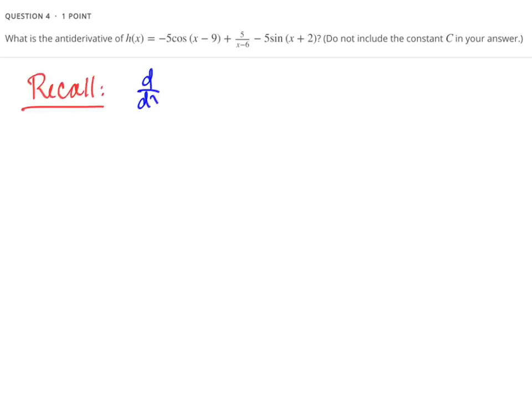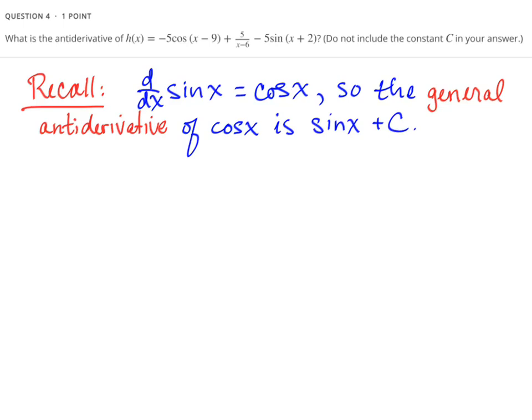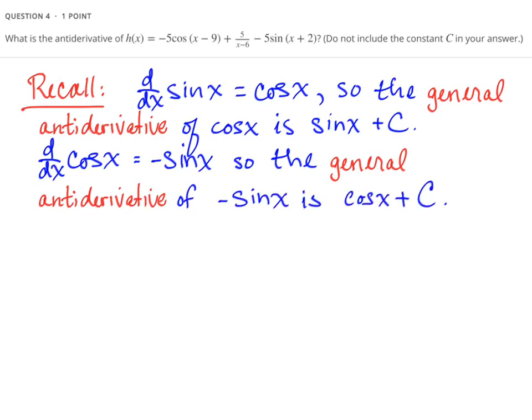So the derivative of the sine of x is the cosine of x, right? So that means the general antiderivative of the cosine of x has to be the sine of x plus c. And the other one we got when we differentiated the cosine of x. So the derivative of the cosine of x is negative sine of x. So that means that the antiderivative of negative sine of x has to be cosine of x plus c.